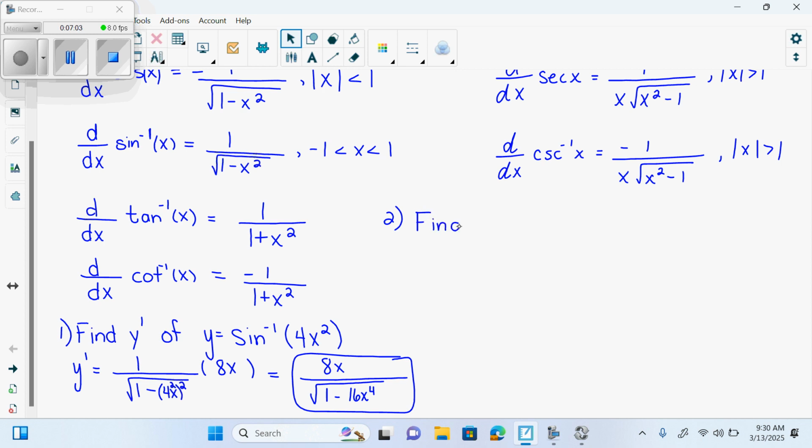Find y prime. So, what is the initial thing we need to do? Chain rule. It's not inverse trig, correct? The first thing we have to do is chain rule, right?